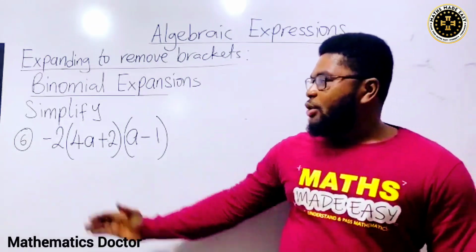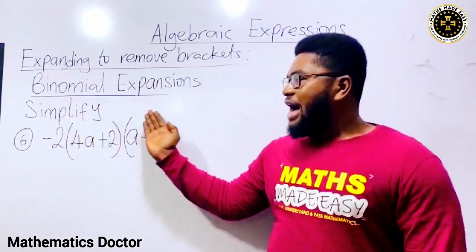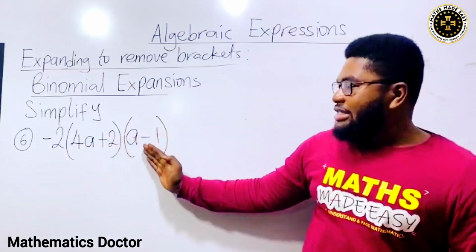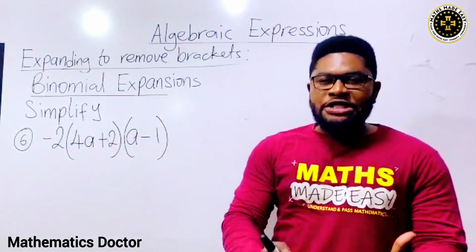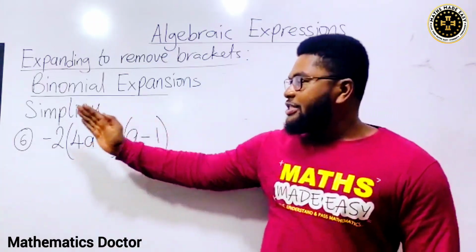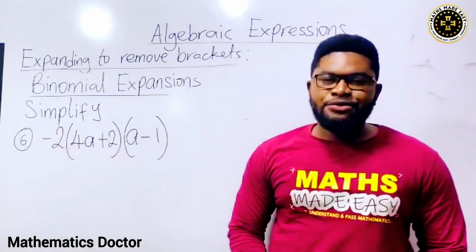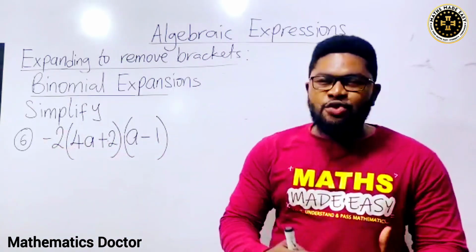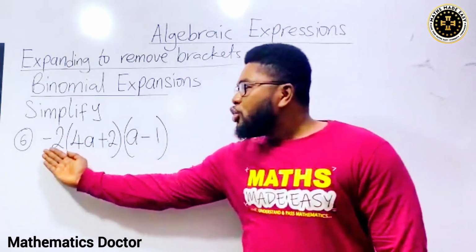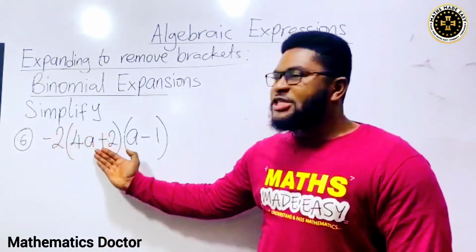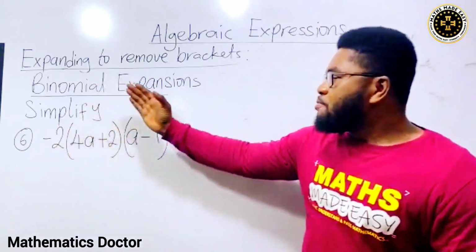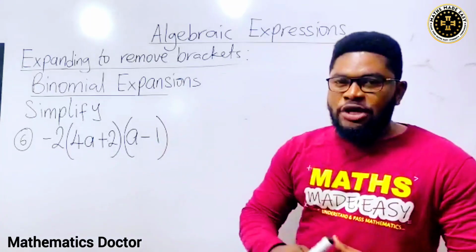Let's now take a look at question number 6, which says simplify negative 2 (4a plus 2), then another bracket (a minus 1). If we take a look at this question, you realize that aside from the 2 brackets, there is still a term in front of the first bracket. In this case, you can solve this question in 2 separate ways. Let's see the first method. First method, you will use the negative 2 to expand the first bracket. Then the expression you will get, you'll still use the entire expression to multiply the second bracket. That is what I mean.